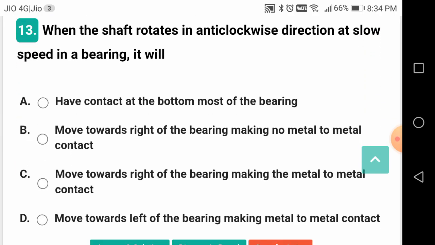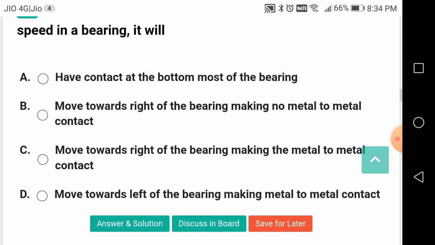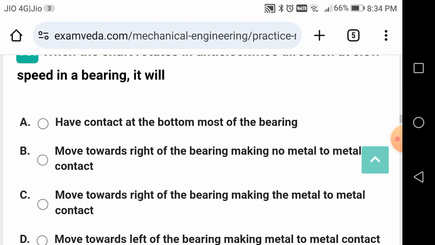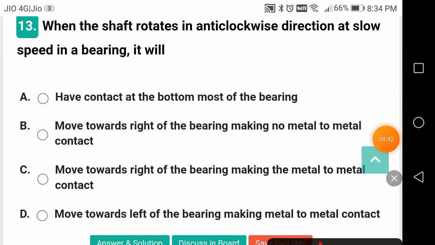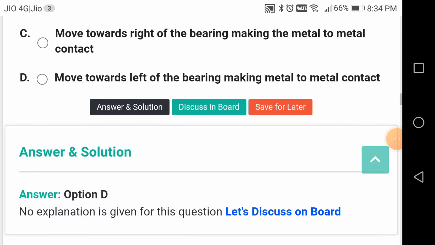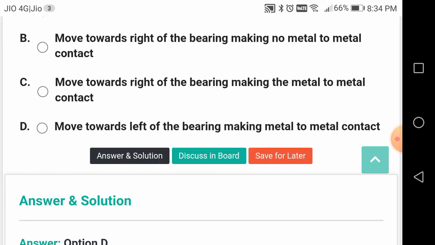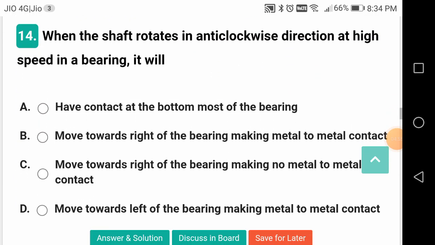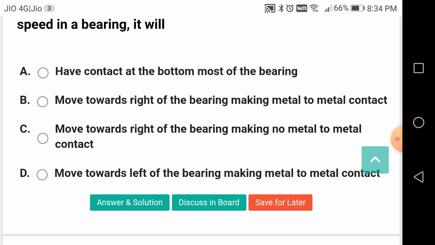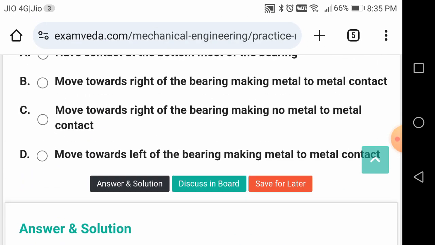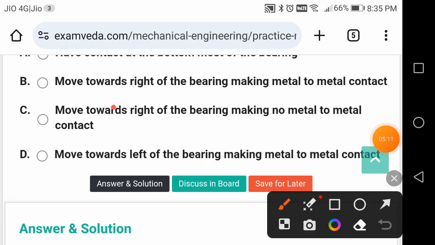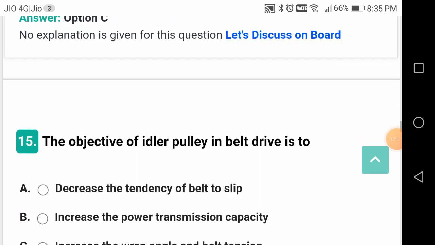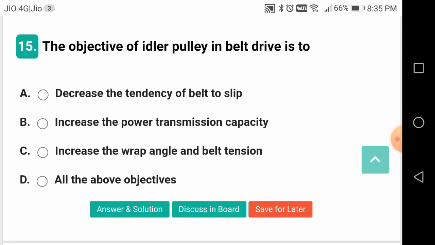When the shaft rotates in anti-clockwise direction at slow speed, in the bearing, what will it do? It will move towards the left of the bearing, making metal to metal contact. When the shaft rotates in anti-clockwise direction at high speed, now earlier it was low speed and it is now high speed, what will it do? It will move towards the right of the bearing, making no metal to metal contact. So these are the important observations, friends. High speed and low speed characteristics of bearings.